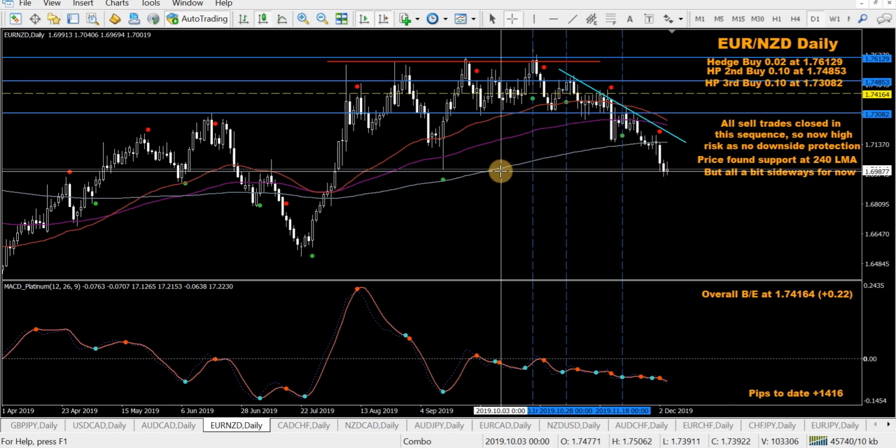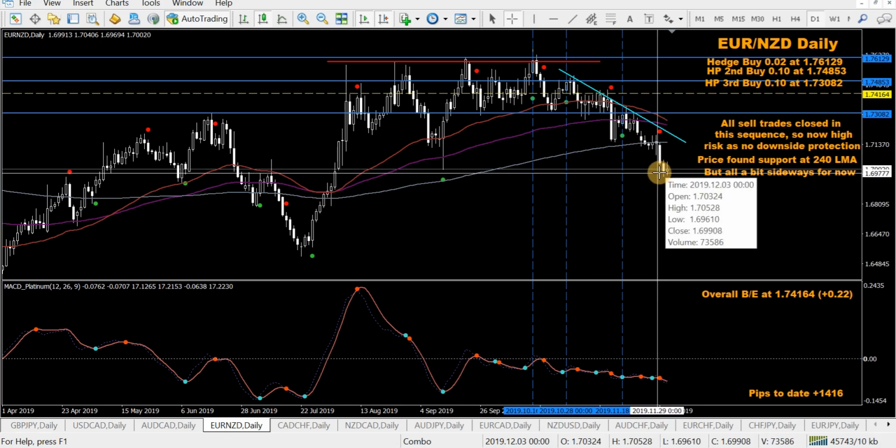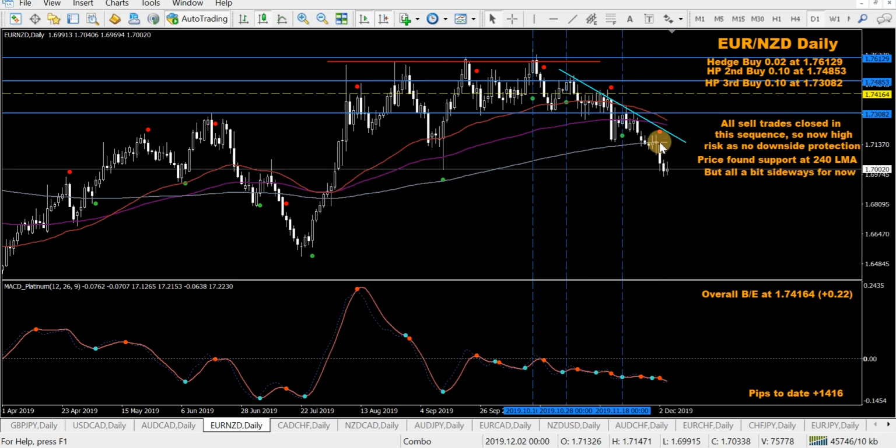We might be at some sort of support level now. Yeah, I don't know, and it could keep on going down. I had opportunities to take a hedge in here, but I'm going to try and play this out to the upside. Could take a while, and you can see overall break-evens, this yellow dash line.